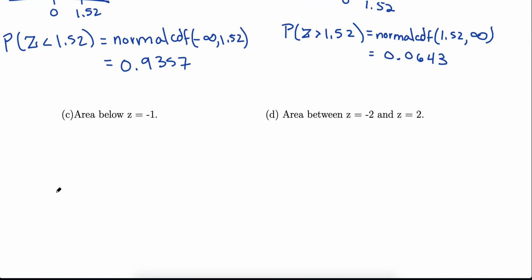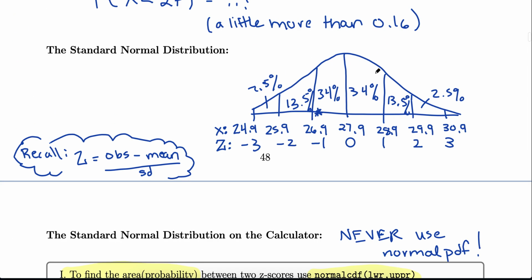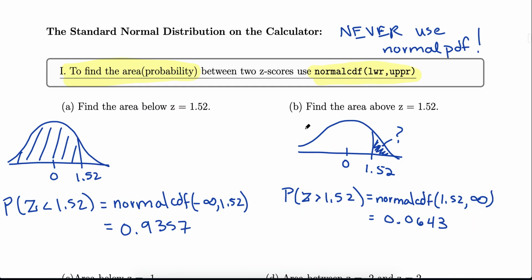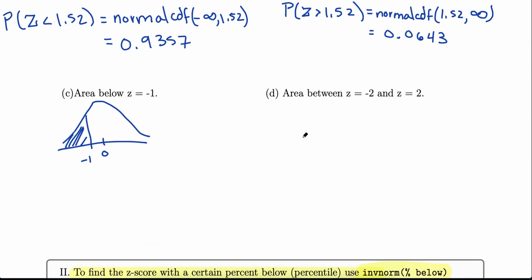The area below negative 1. We should be able to get a rough idea on our own, because negative 1 was part of our empirical rule. So here's negative 1. Shade all of that in, and just for reference, look at our picture. Here's negative 1. So if we look at the area below it, it should be about 16%. The empirical rule was an approximation, so we might get something a bit more exact this time.